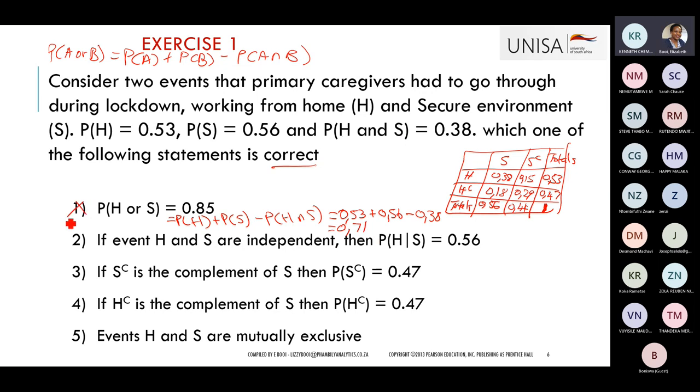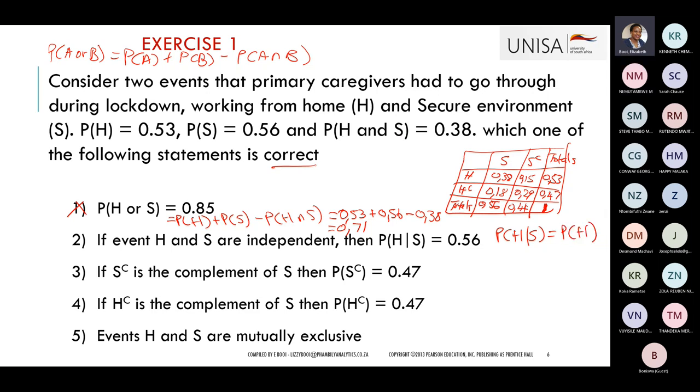Zero comma seven one. So therefore, this is not correct. We're looking for the correct one. If event H and S are independent, so they are telling us they are independent, what do we know when events are independent? If H and S are independent, then the probability of H and S should be equal to the probability of H.